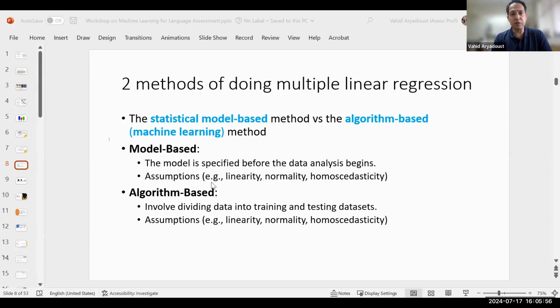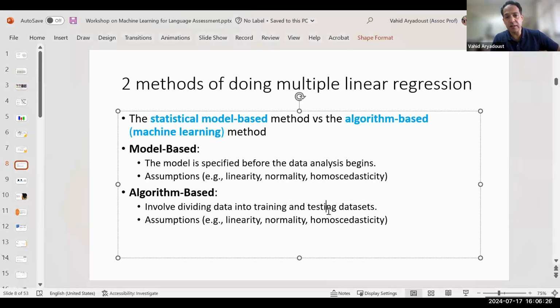The model-based regression analysis is done in this way. The model is specified before the data analysis begins, and then you have to look into the assumptions like linearity, normality, homoscedasticity, and so on, which we'll discuss today, and we will do hands-on work on that. On the other hand, the algorithm-based type of machine learning involves dividing the data into a training set and a testing set.